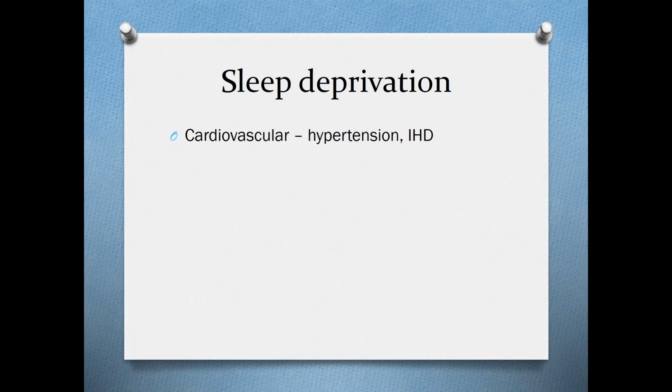We can have hypertension, because with sleep deprivation the adrenaline levels are high and the sympathetic system is in overdrive all the time, and that causes endothelial and intimal damage, which over time leads to IHD, ischemic heart disease. Decreased peripheral tissue insulin sensitivity causes diabetes and obesity.